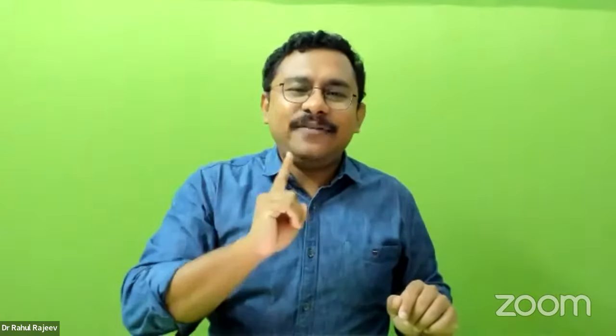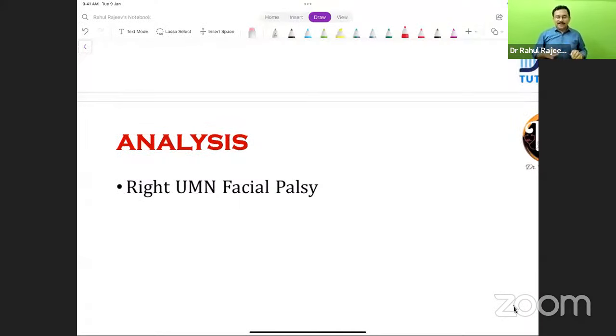Right UMN facial palsy means right side facial muscles are weak. Okay, which means it is a right-sided facial palsy. But the lower part is affected, the upper part is spared. This happens in a UMN facial palsy. So what will I write here? I will write the impression or the analysis as a right UMN facial palsy.